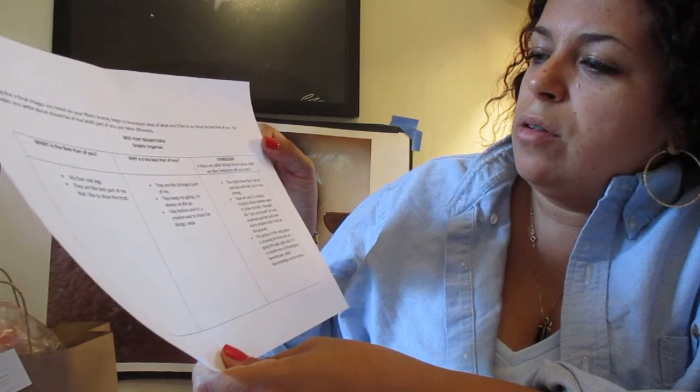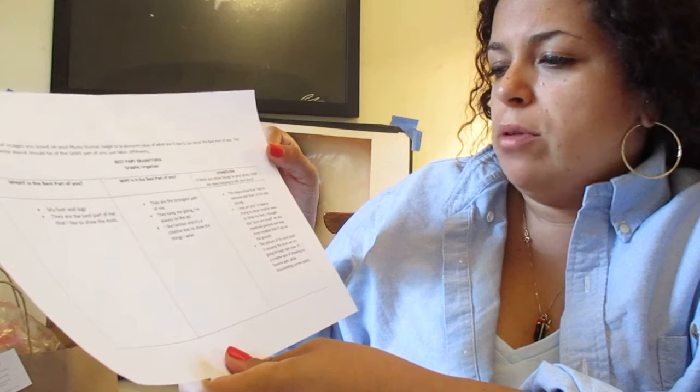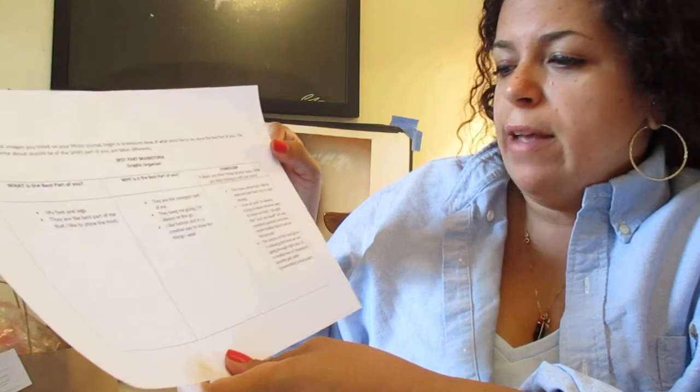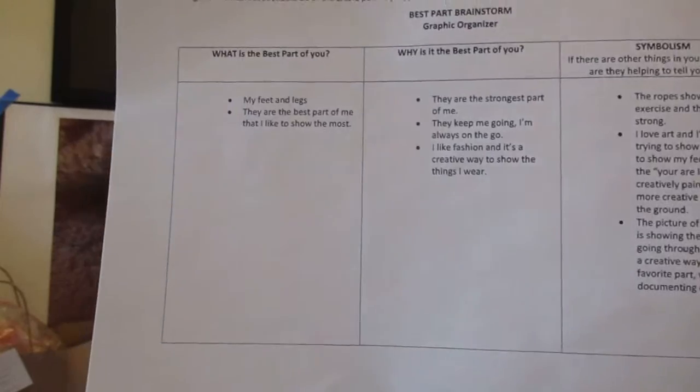And then for symbolism, look, Miss Delgado had a lot to write for symbolism because she loves the idea of symbolism. It says, the ropes show that I like to exercise and that I try to stay strong. I love art, and I'm always trying to show creative ways to show my feet. I thought the You Are Loved art was creatively painted, and even more creative that it was on the ground, because when people are walking, they tend to look down. The picture of the vinyl glove is showing the times we're going through right now. It's a creative way of showing my favorite part while documenting current events. So that's what I wrote as my brainstorm for the best part of me.